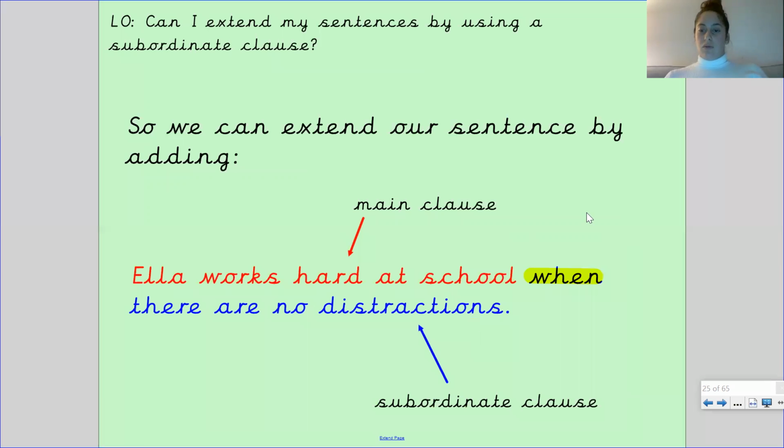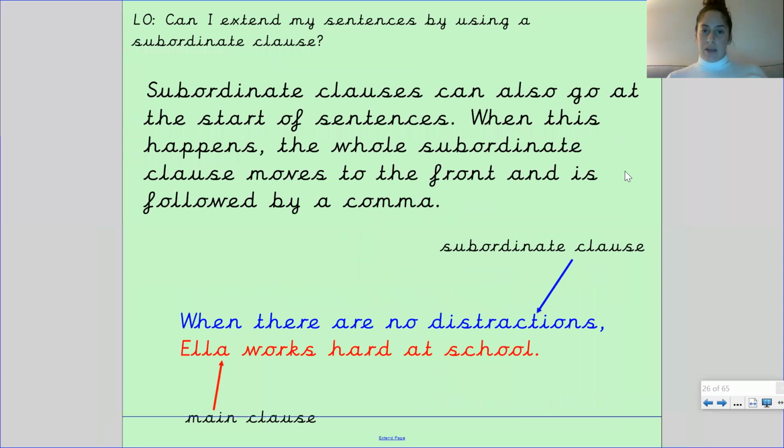Subordinate clauses don't always have to be at the end of a sentence. They can also be in the beginning of a sentence. So we can start with the subordinate clause and then use a comma to separate it and then write the main clause. So, for example, instead of saying Ella works hard at school when there are no distractions, we could say when there are no distractions, comma, Ella works hard at school.